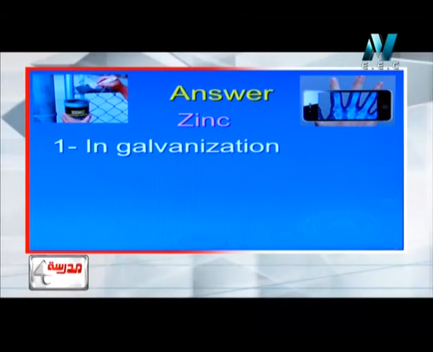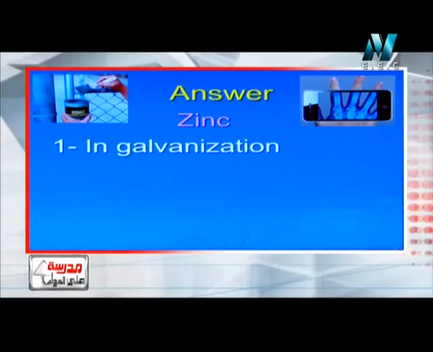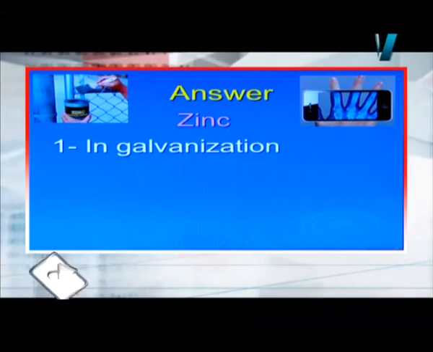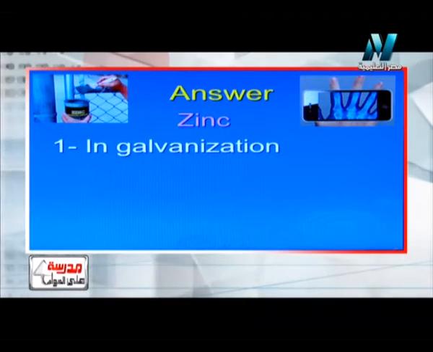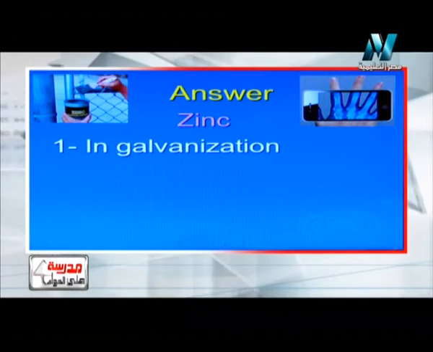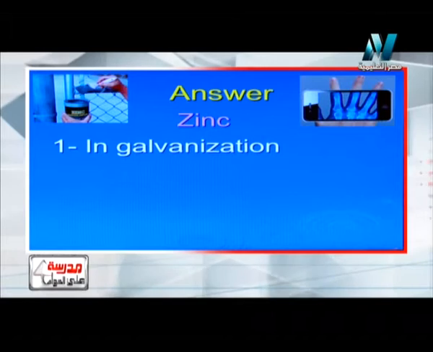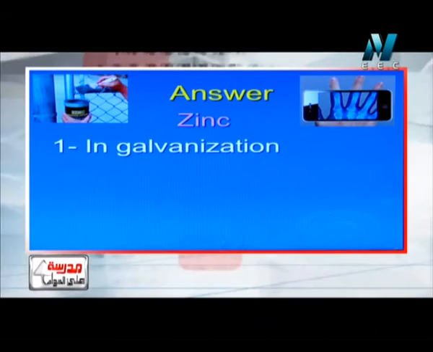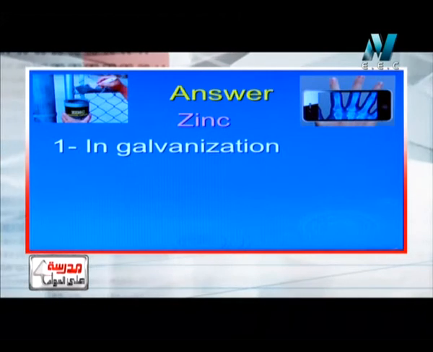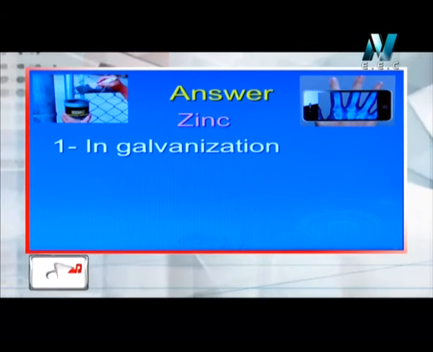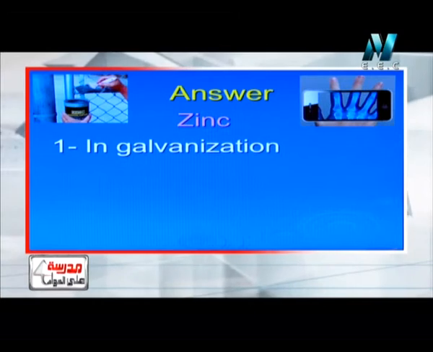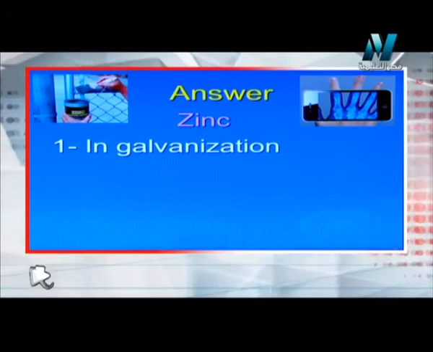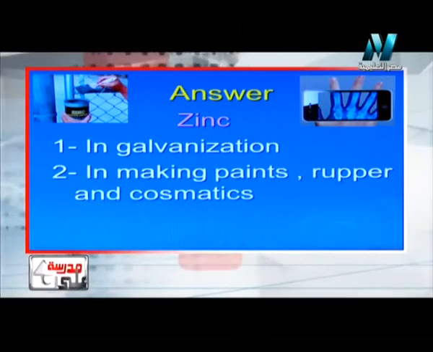Galvanization: we know that about 25% of iron is exposed to rust. In order to keep iron and other metals from rusting, we make a galvanization. We will study this in chapter 4. Galvanization is to cover the iron or other metal with zinc in order to keep it from rusting.